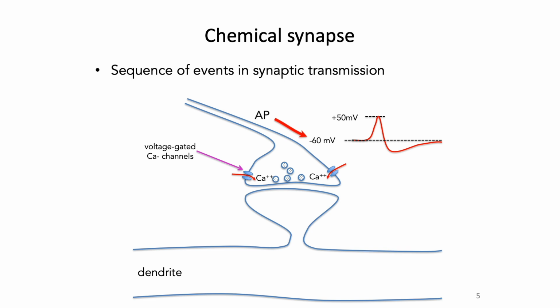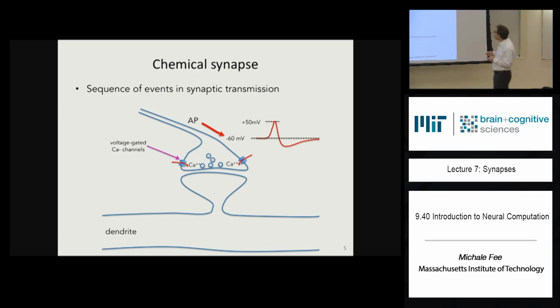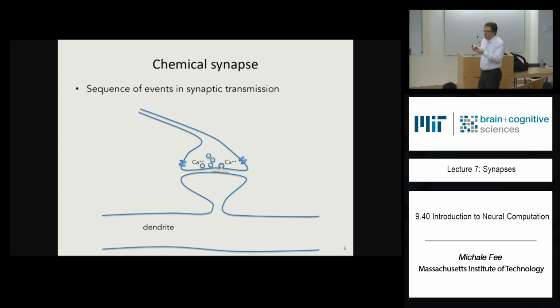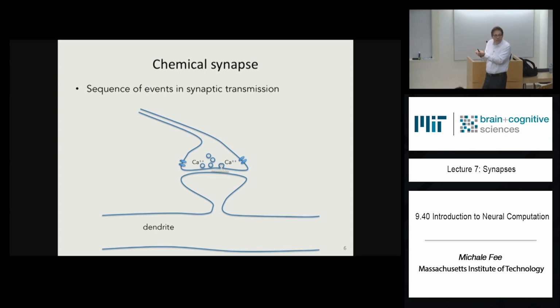That calcium flows in and binds to presynaptic proteins that dock these vesicles onto the membrane facing the synaptic cleft. That causes those vesicles to fuse with the membrane. They open up and release their neurotransmitter.